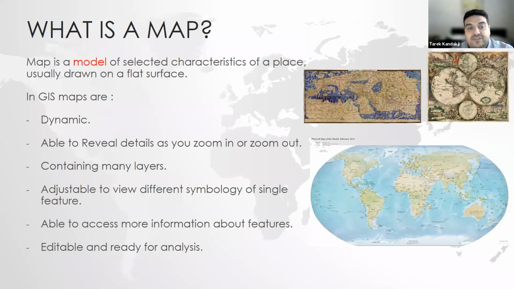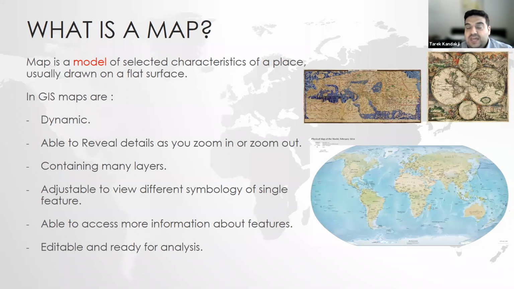Also, maps are able to reveal details as you zoom in or zoom out. If you zoom in on a map, you should be able to see more details. Sometimes your data quality will not help you do that, but it's better to choose data with high quality and high resolution that will allow you to zoom in and zoom out. This is a good thing for visualization purposes.